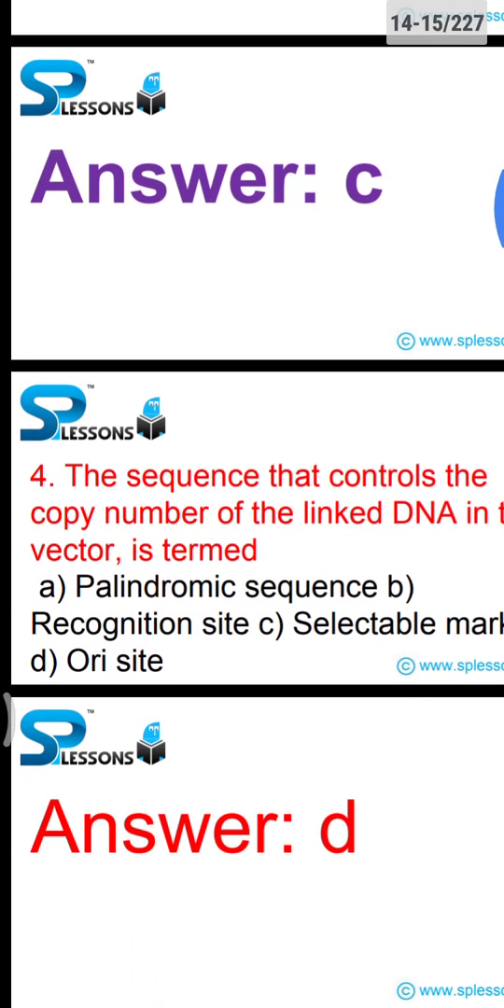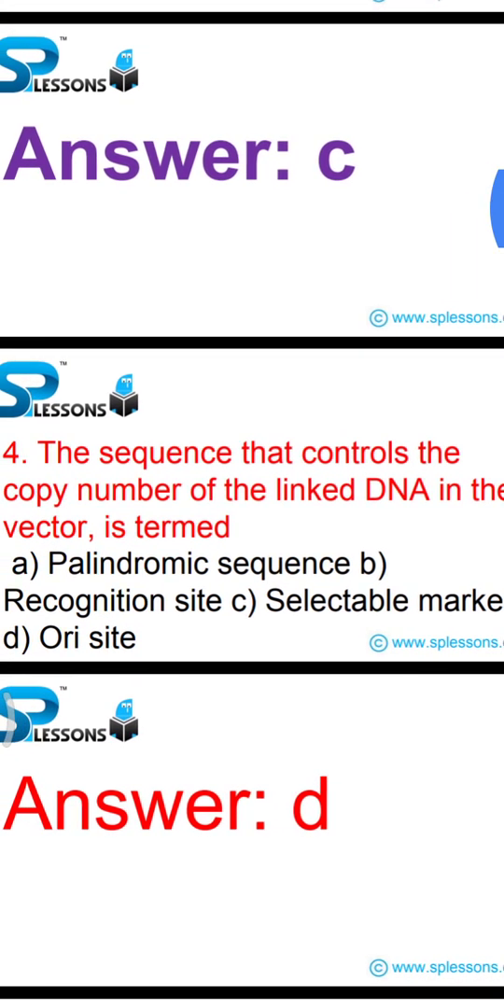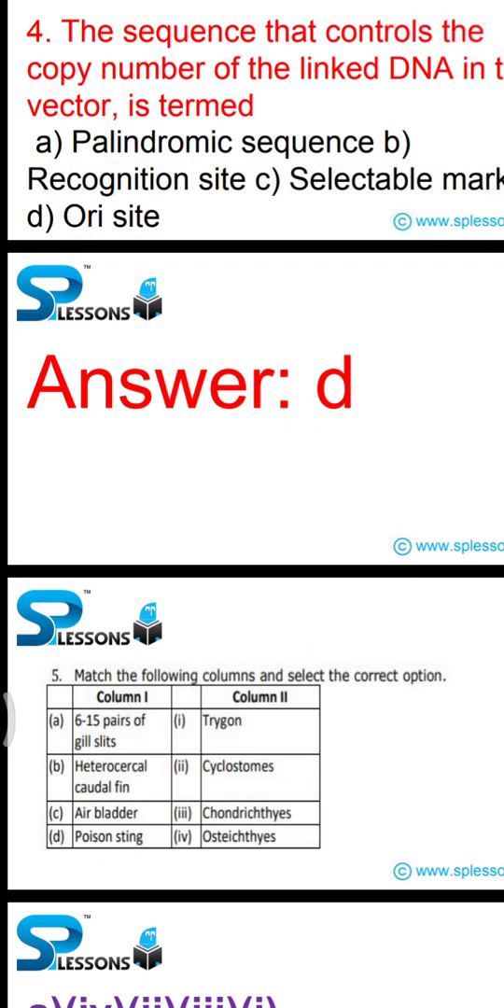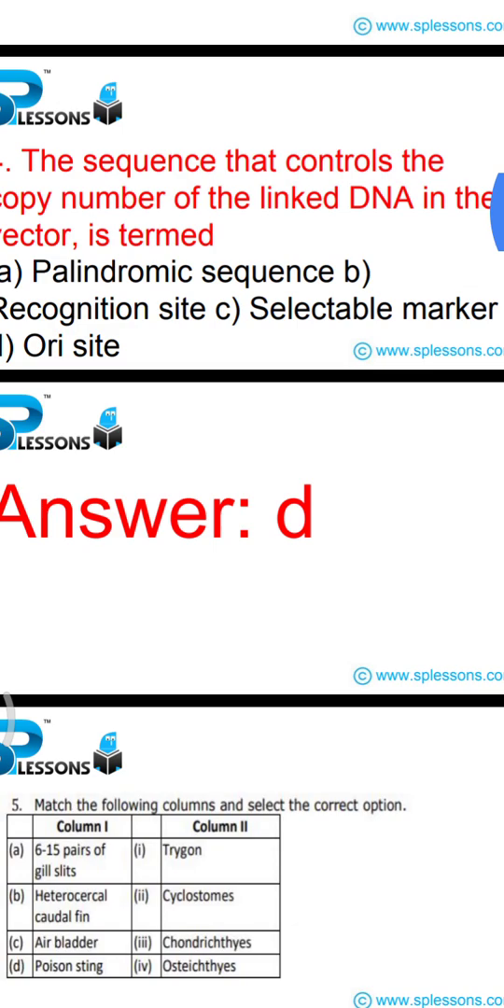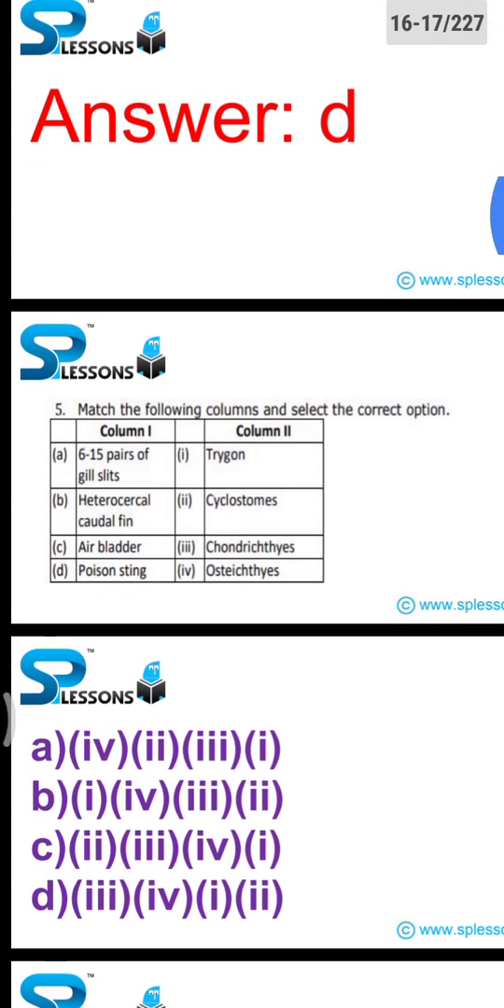Fourth question, the sequence that controls the copy number of the linked DNA in the vector is termed: option A palindromic sequence, option B recognition site, option C selectable marker, option D ORI site. And the answer is option D.